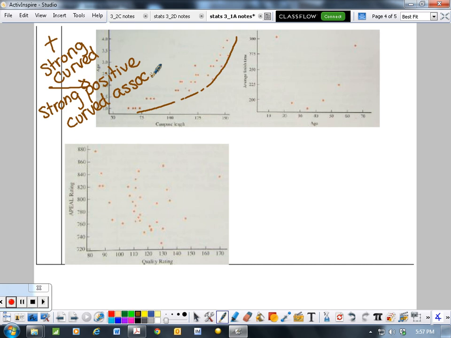Because most of the time in this chapter we don't deal with curved stuff. We're always dealing with linear. But later on, we're going to talk about what if it is curved. How do I deal with it then?